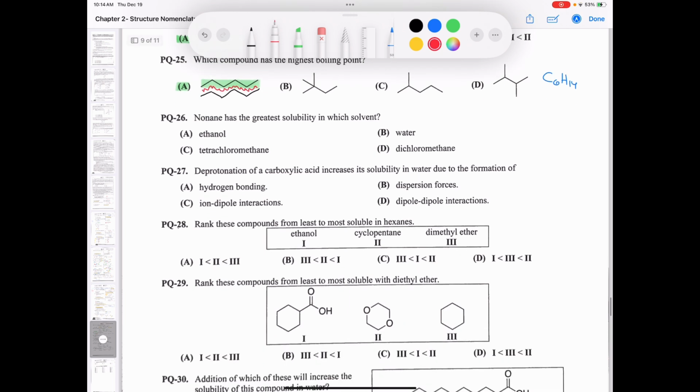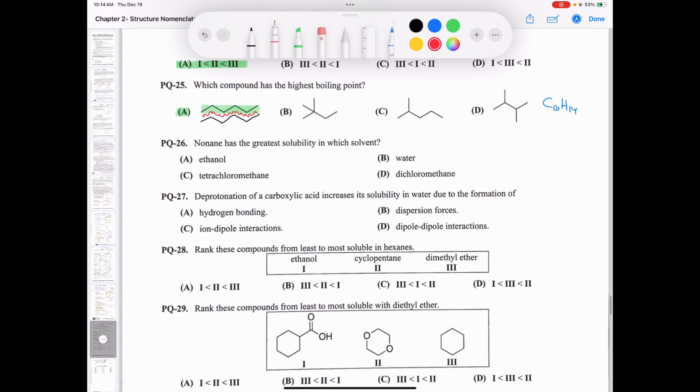All right, nonane has the greatest solubility in which solvent? And so nonane is just a 9-carbon hydrocarbon, C9H20. This is a nonpolar compound. It only experiences London forces, and you remember the axiom, like dissolves like. That means that nonpolar compounds are going to dissolve in nonpolar compounds. Well, ethanol has a hydroxyl group, and so it's a polar compound, right? It has hydrogen bonding, as does water.